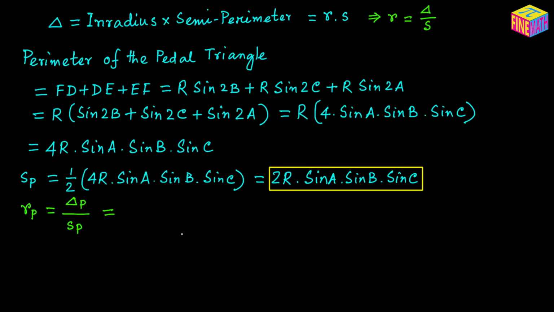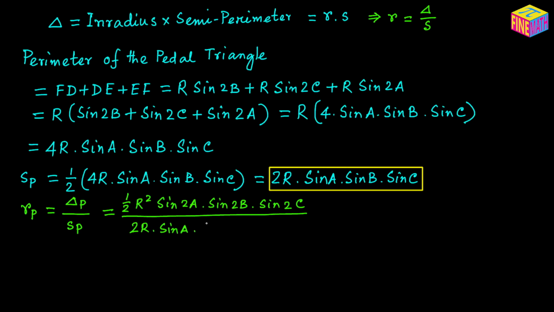Well, we have seen that the area of the pedal triangle was r squared over 2 times sine of 2a times sine of 2b times sine of 2c, over the semi-perimeter of the pedal triangle that we have just calculated, that is actually 2 times r times sine of a times sine of b times sine of c. And if we simplify this, we are going to have r in the numerator, because 1 r in the denominator will take out 1 r from the numerator, so we are left with just a single r, and then we have 1/2 in the numerator and another 2 in the denominator, so that will be 4. So that would be r over 4 times sine of 2a times sine of 2b times sine of 2c.